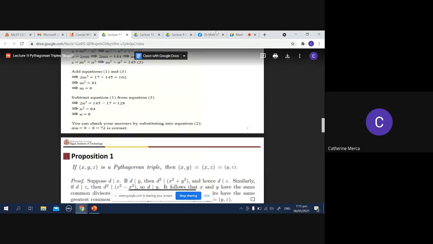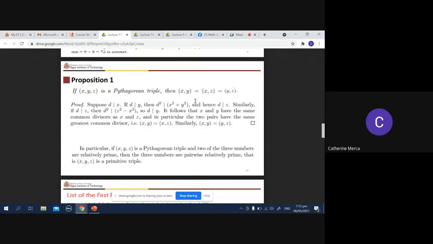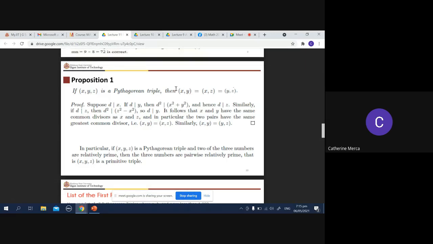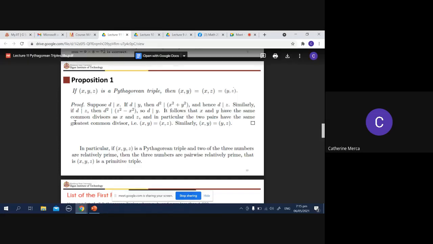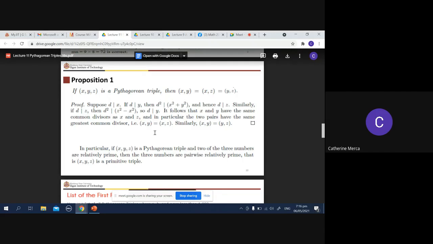It's just algebra. So Proposition 1 says that if x, y, z is a Pythagorean triple, then the GCD of x, y is equal to the GCD of x, z, which is equal to the GCD of y, z. Suppose d divides x and d divides y, then d squared divides x squared plus y squared, so that you have d divides z. Similarly, if d divides z, then you have the following. So to say, the GCD of x, y is equal to the GCD of x, z, and the GCD of x, y is equal to the GCD of y, z.